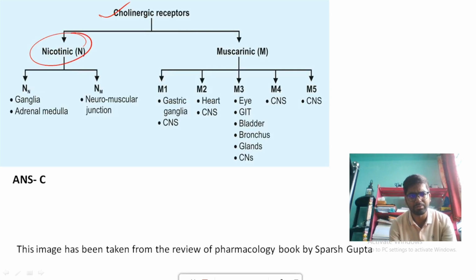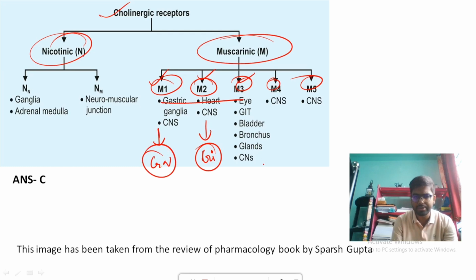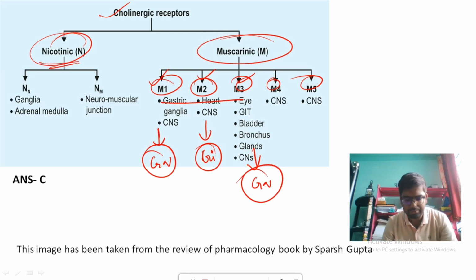सी, कोलिनर्जिक रिसेप्टर्स निकोटिनिक रिसेप्टर होता है और मुस्करेनिक रिसेप्टर होता है. Muscarinic receptors can be further divided into M1, M2, M3, M4, M5. Okay, and M1, M2, M3, these three are your GPCR, whereas M2 is your Gi protein coupled GPCR, and M1 is your Gq protein coupled GPCR, and M3 Gq protein coupled GPCR. Okay, whereas nicotinic receptors are ligand gated ion channel receptor.